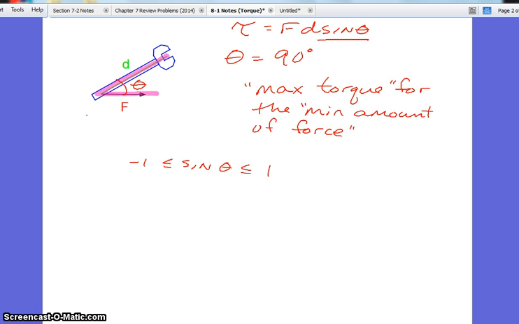If we look at a graph of that, sine of 0 is 0, and the peak occurs when we're at 1, and the trough or valley occurs when we're at -1. And so the maximum occurs when we're at 90 degrees, and so a maximum torque happens at 90 degrees.